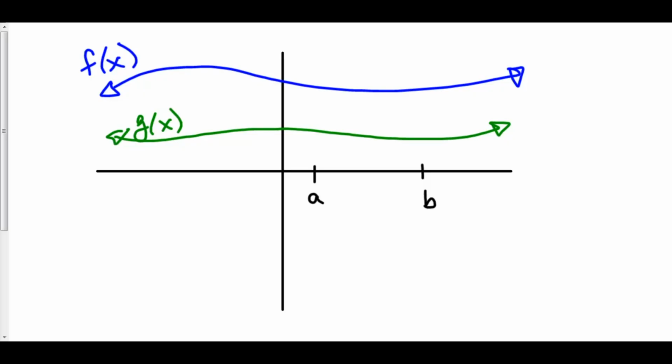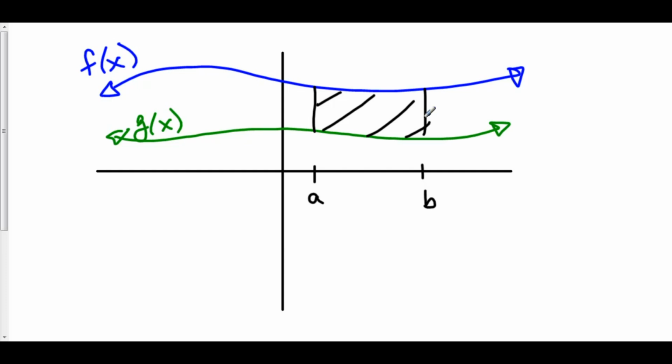What happens when you want to find the area between two curves? For example, here we have a blue curve f of x and a green curve g of x. And let's say that I want to find the area between these curves from a to b. So that's this area in here.